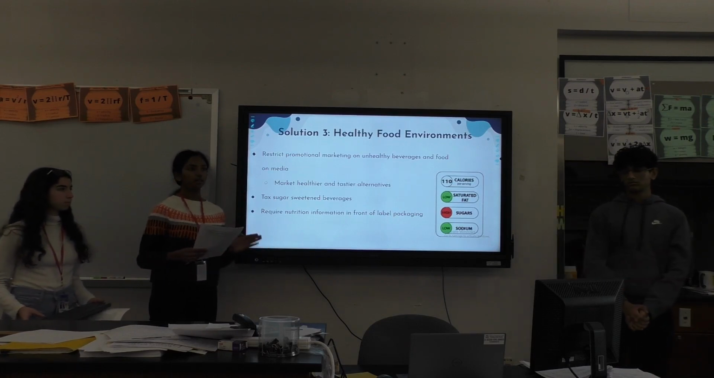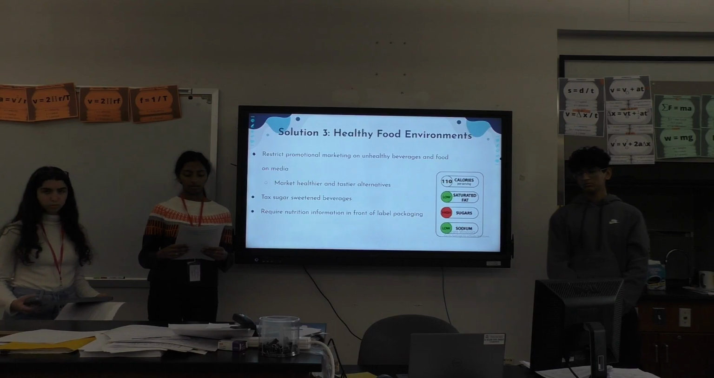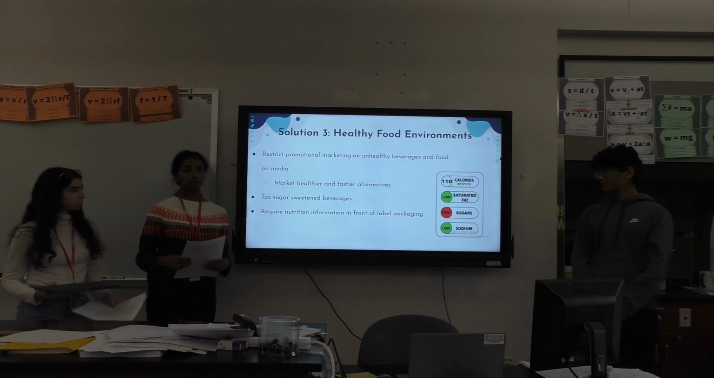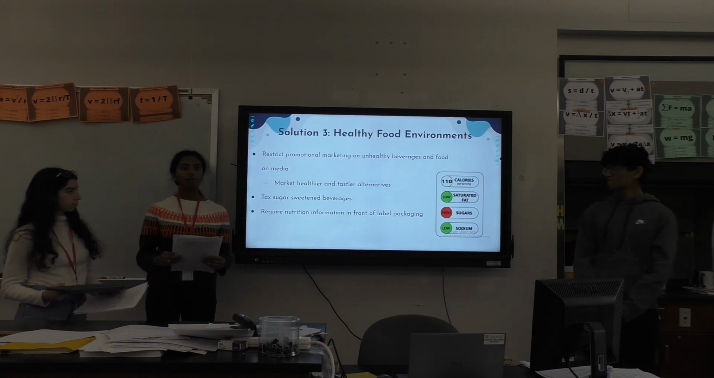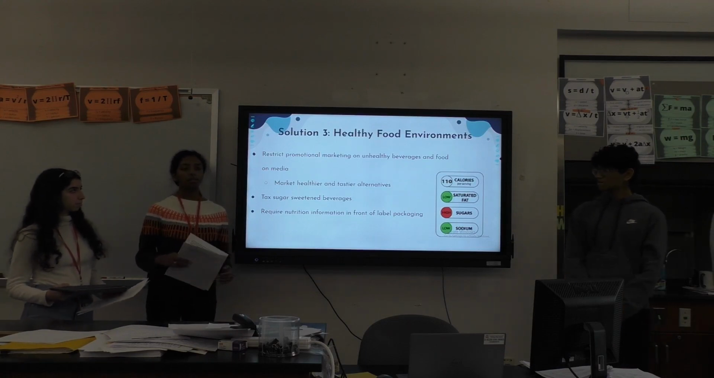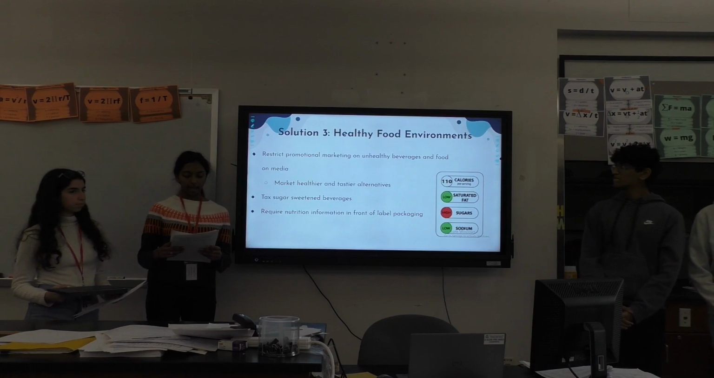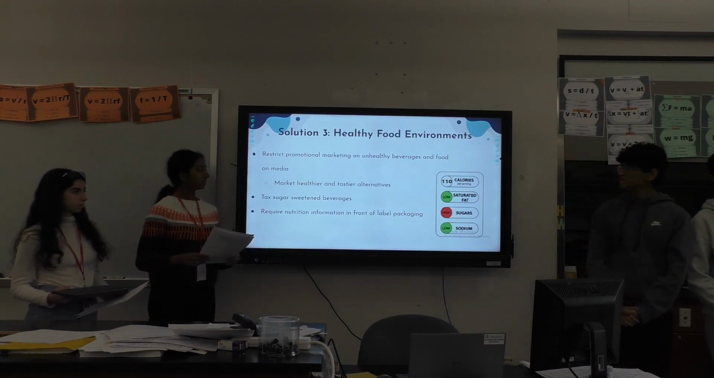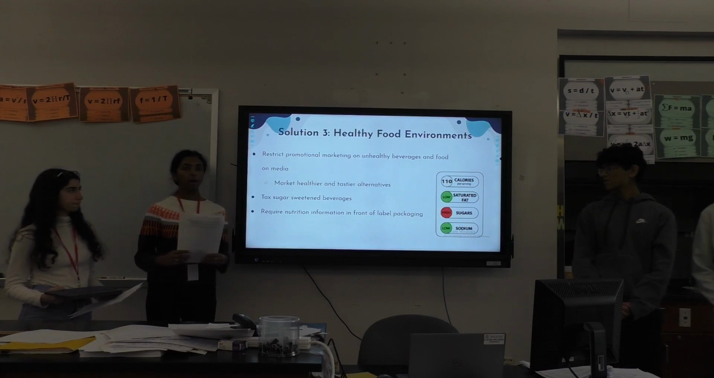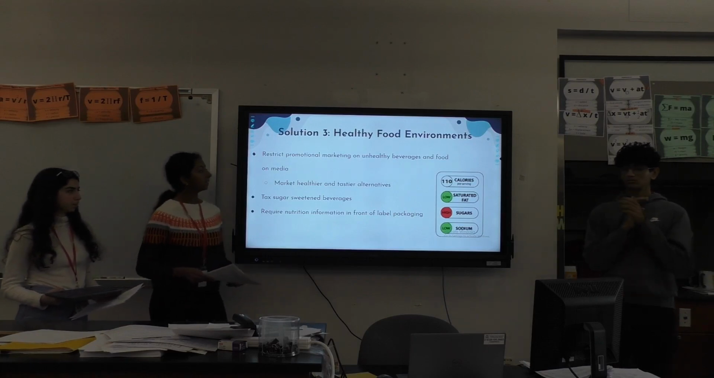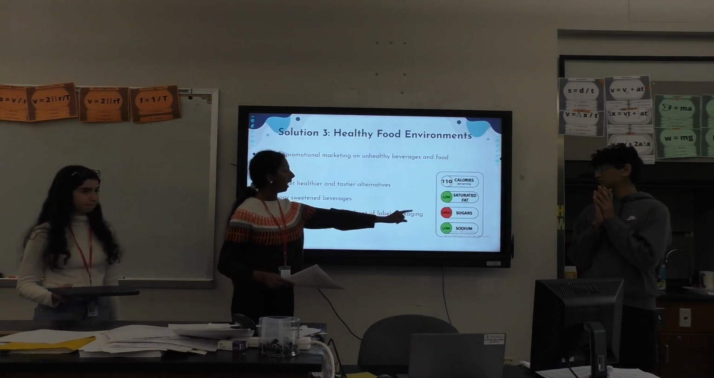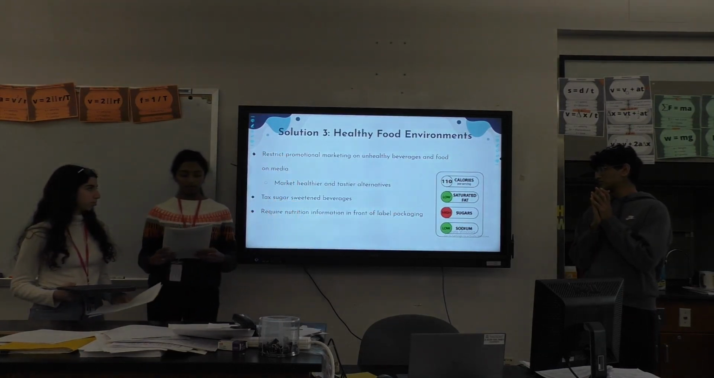And in place of these things, we can market healthier alternatives on the same media forms, and we can also tax sugar-sweetened beverages. And if we make them more pricey, people are more likely going to choose the healthier and affordable options. And we can also require front-of-label packaging, and this basically shows the consumer these are the problems with the food you're buying. For example, here's an example of the label. It shows that there's low saturated fats, but there are high sugars, and that makes the customer aware of that.